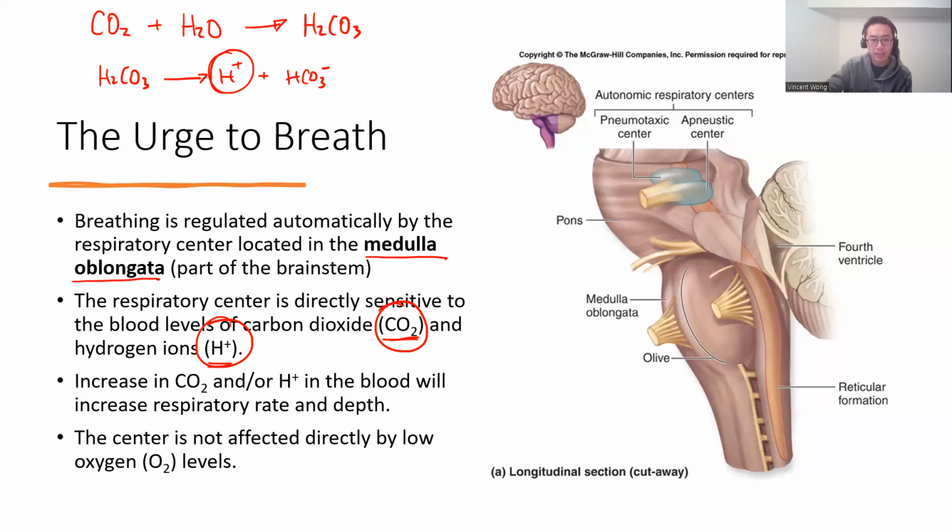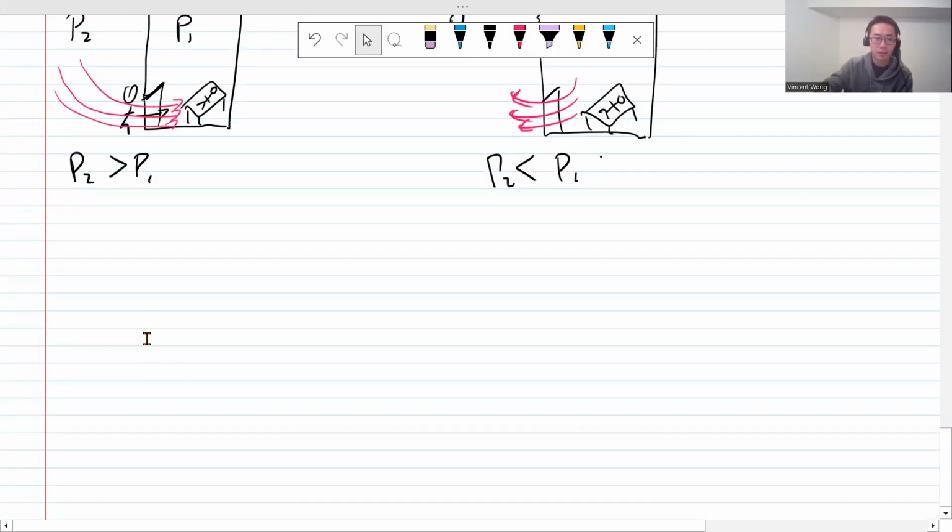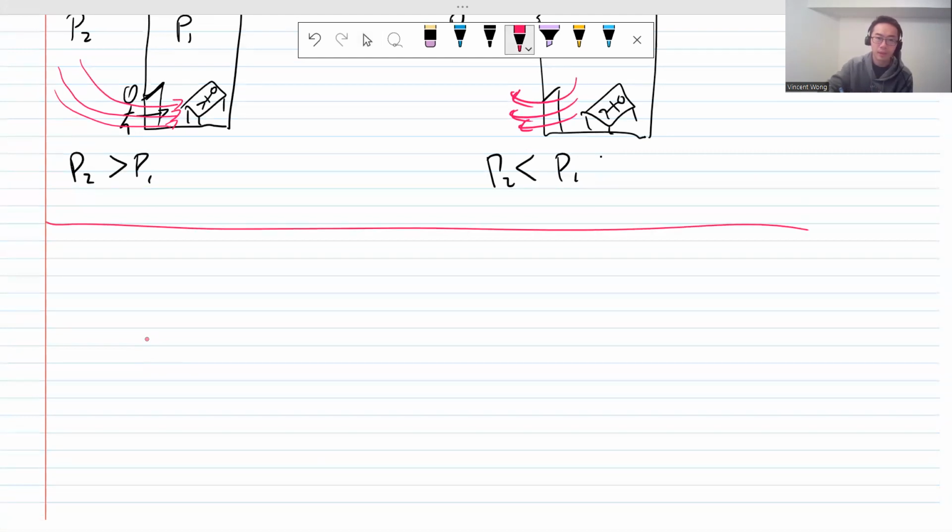This center is not directly affected by low oxygen. All right. So I want to also give you another quick description here. Okay, this is something you can try at home. But if you have some kind of health condition, don't try this. If you're pregnant, don't try this. But if you're otherwise healthy, try this.